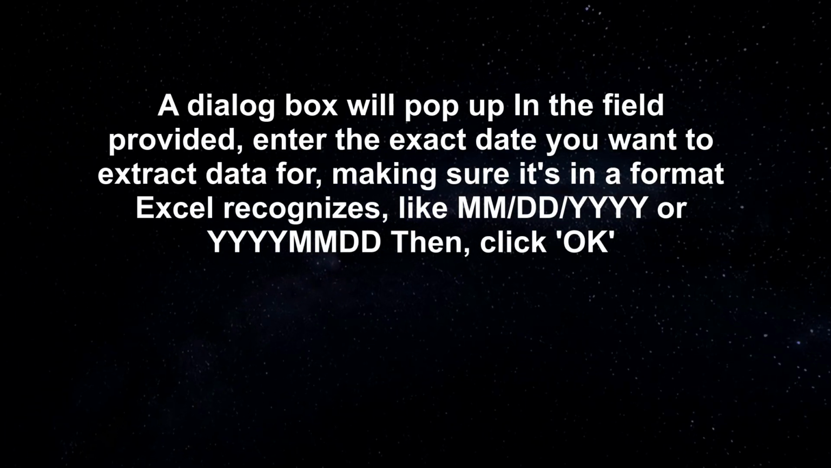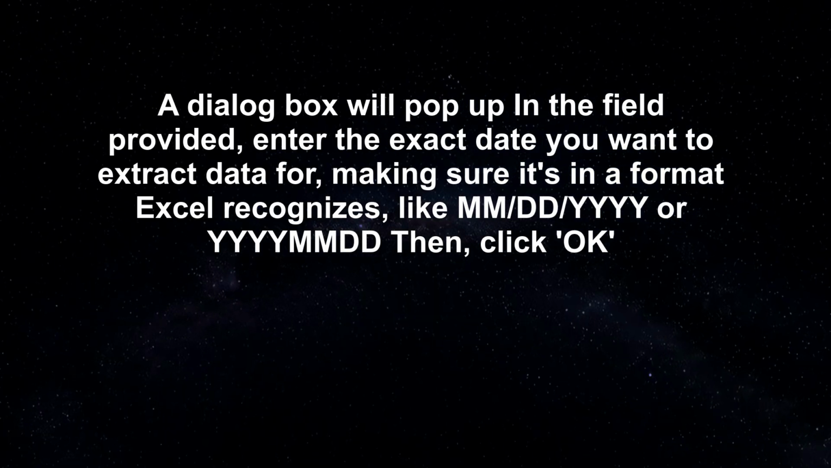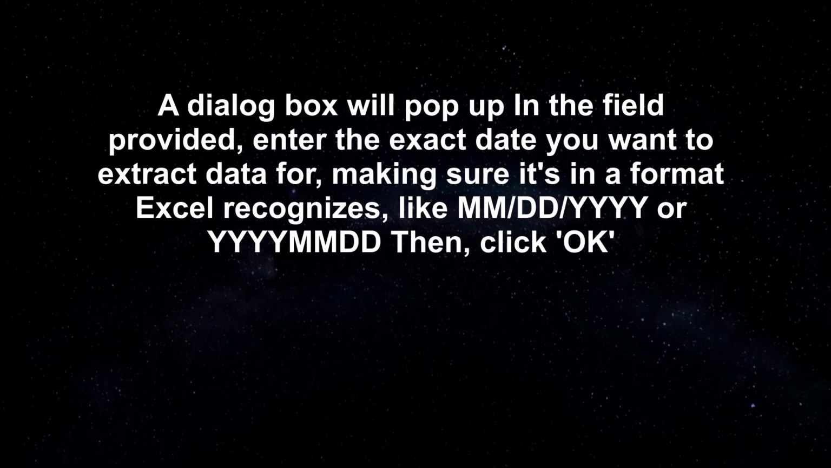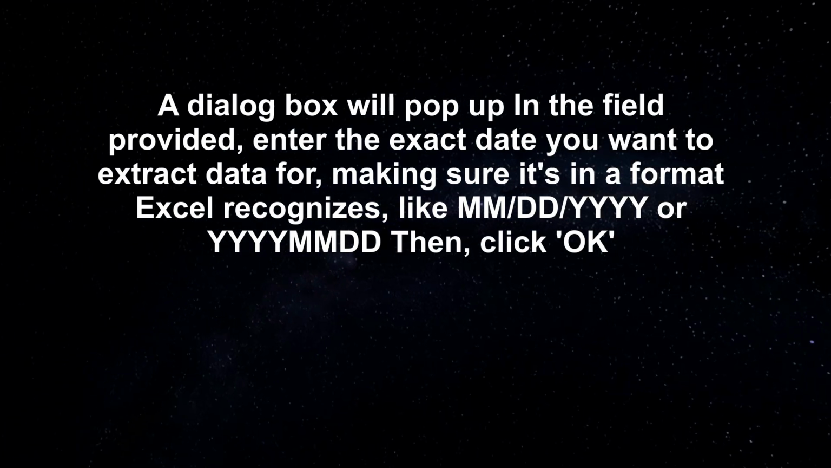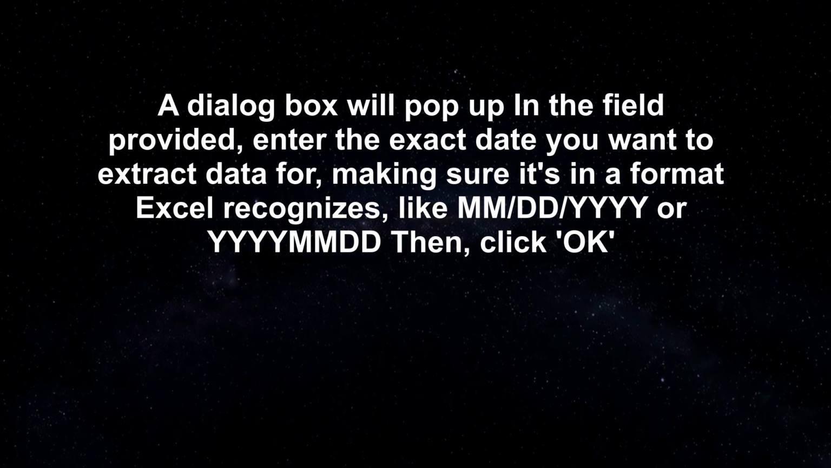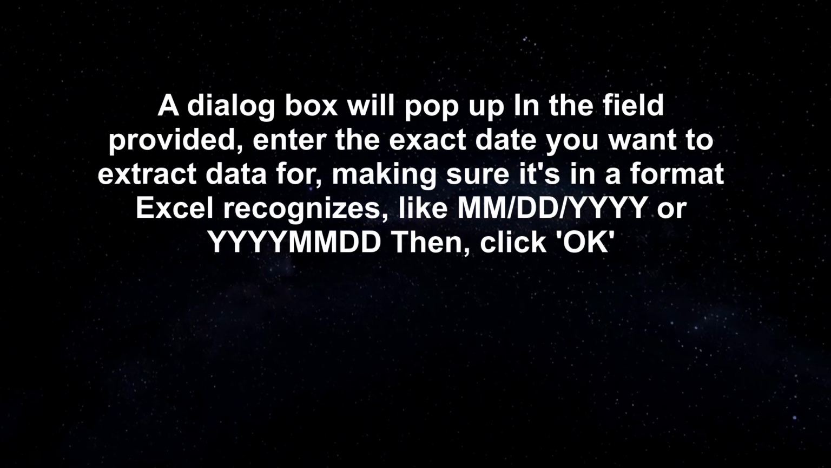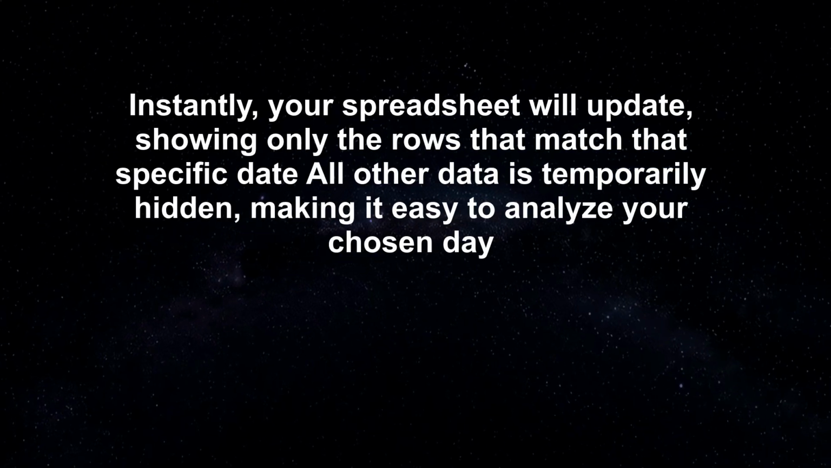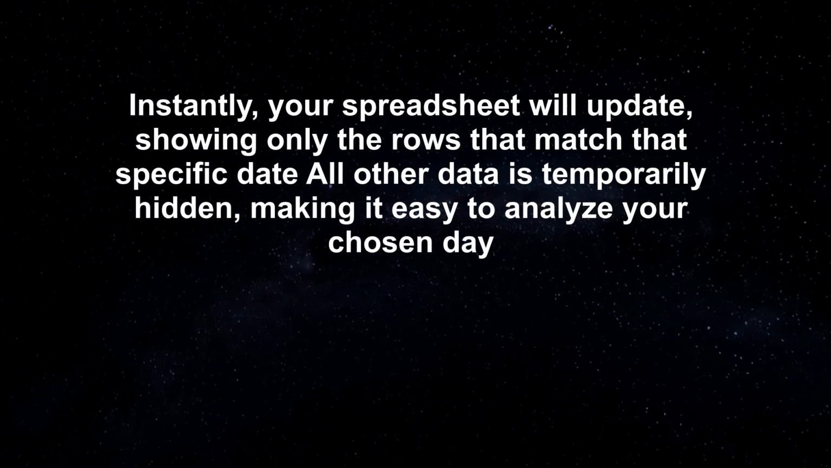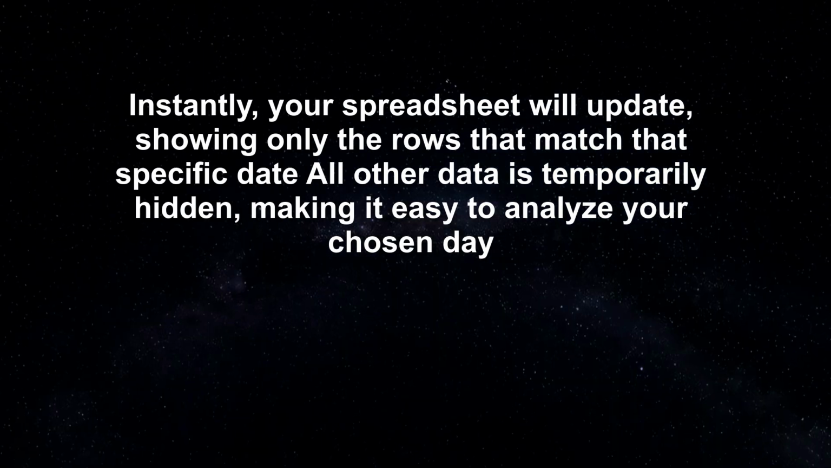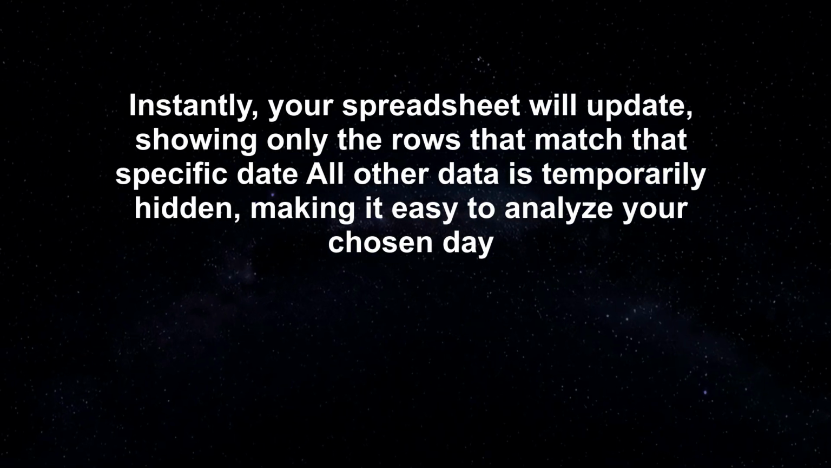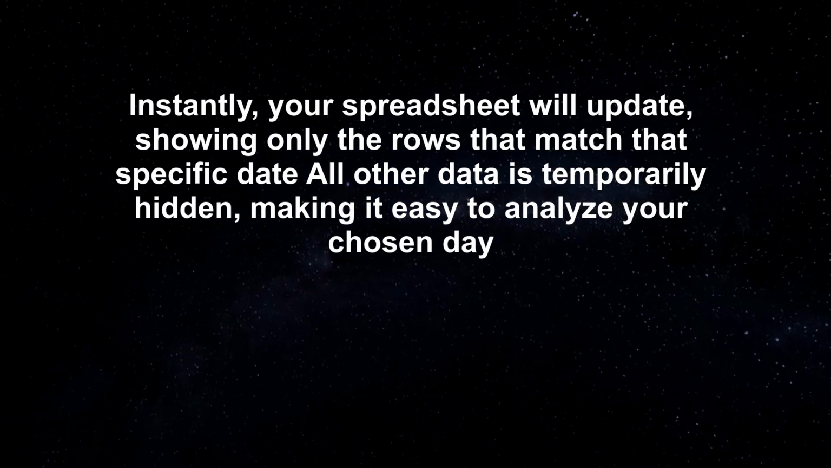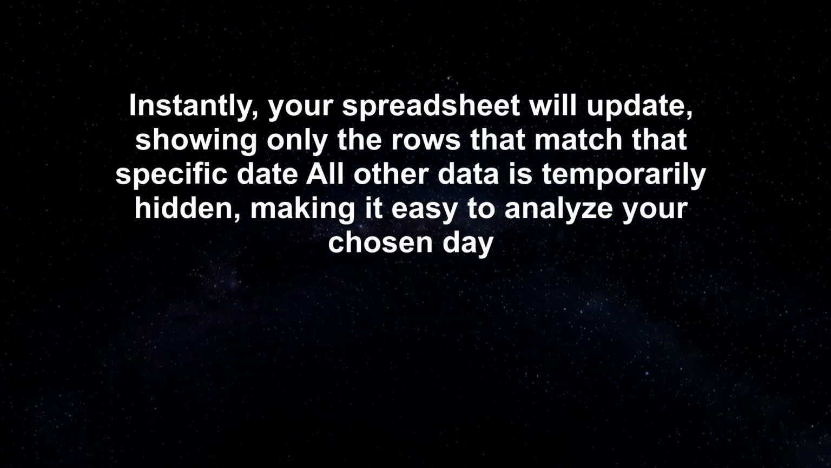A dialog box will pop up. In the field provided, enter the exact date you want to extract data for, making sure it's in a format Excel recognizes, like MMDDYYYY or YYYYMMDD, then click OK. Instantly, your spreadsheet will update, showing only the rows that match that specific date. All other data is temporarily hidden, making it easy to analyze your chosen day.